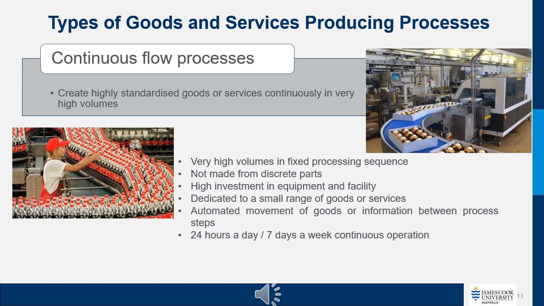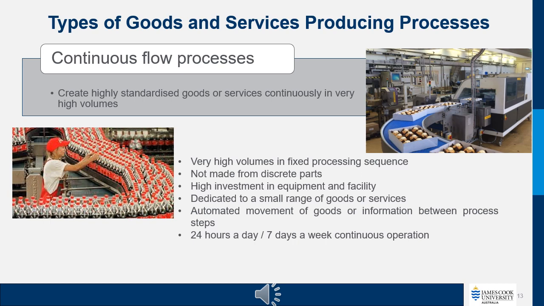Unlike other manufacturing processes, continuous flow processes typically involve the production of goods or services that are not made from discrete parts or components. The output is often a continuous stream of materials or continuous service delivery. These processes also require significant investment in specialized equipment and facilities. The production system is designed to operate continuously with a high level of automation, efficiency, and reliability. Also, these processes are often dedicated to producing a limited range of goods or services.